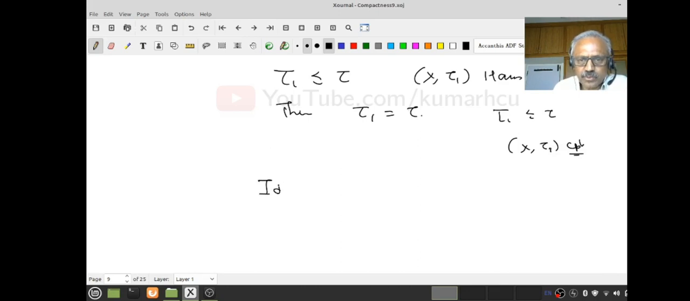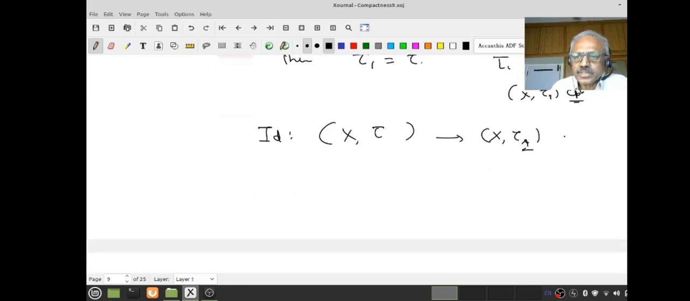So, the way I prove it is again the same thing. Now what should be the domain? I want the identity map. Therefore, the domain should be with the finer topology. Therefore, the map is from (X, tau) to (X, tau 1). So, this is again a continuous bijection, and this is given to be compact. This is given to be Hausdorff.